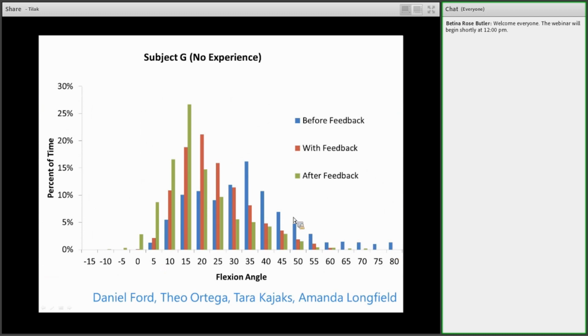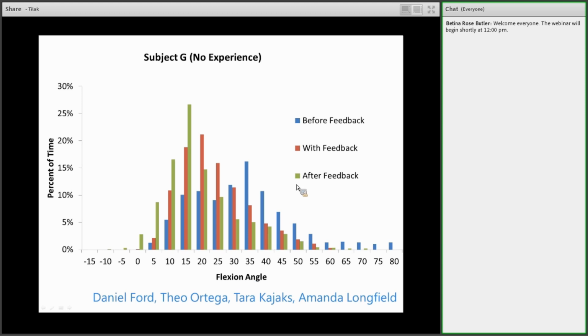So the blue bars show the baseline for this participant, which means when they didn't have any feedback from the system, we were only using the PostureCoach system to track their movements. What you see is they spent more time in higher angles, higher flexion, compared to the red bars, where the participants, when they did have the feedback, spent less time at higher flexion angles.